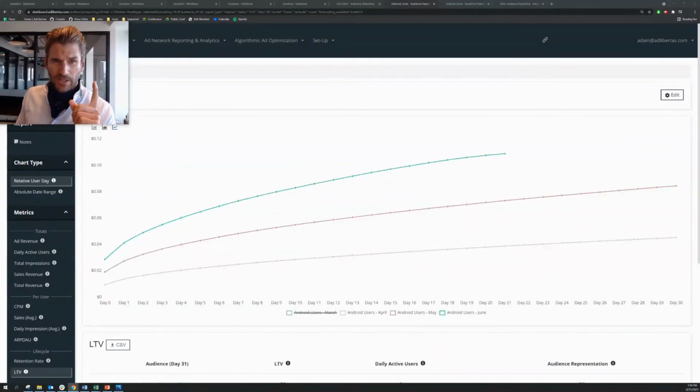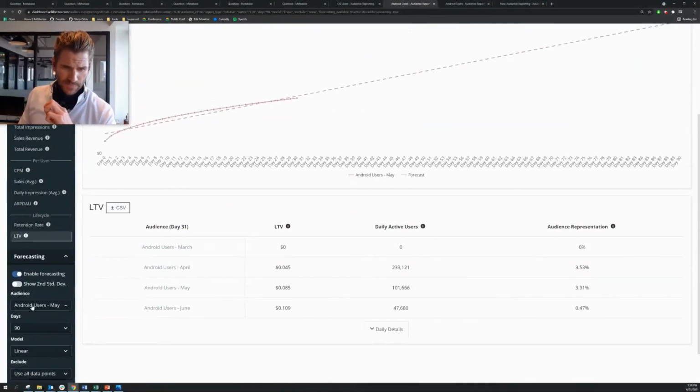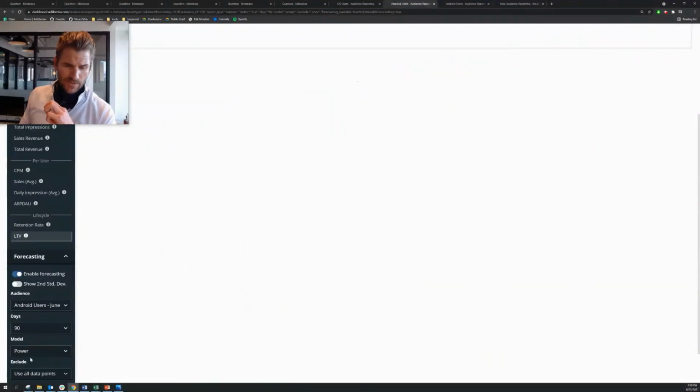Conversely, let's take a look at Android. So Android here is the exact opposite, as you would expect from the CPMs. So the LTV of users acquired in June in green on top is significantly higher than the red May and gray April. So if we want to do an extension on June, let's take a look. We can use the same mathematical regression, which is move it to June, take the power regression model.